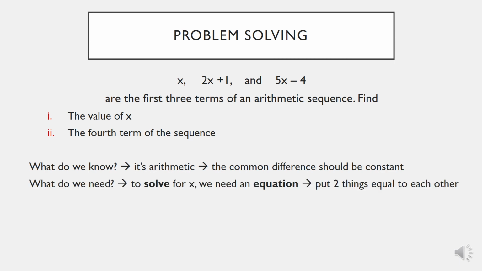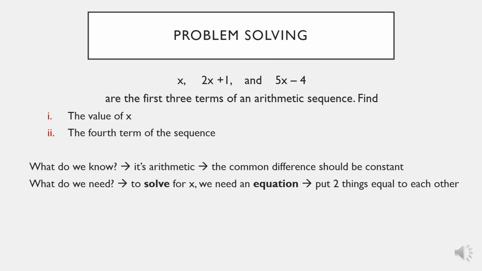So what do we need is the next question. Well, we need to solve for x. So if you're solving for x, you need an equation. You want to finish with x equals. So it is up to us in this situation to make an equation. And to make an equation, you put 2 things equal to each other. So you have left equals right.